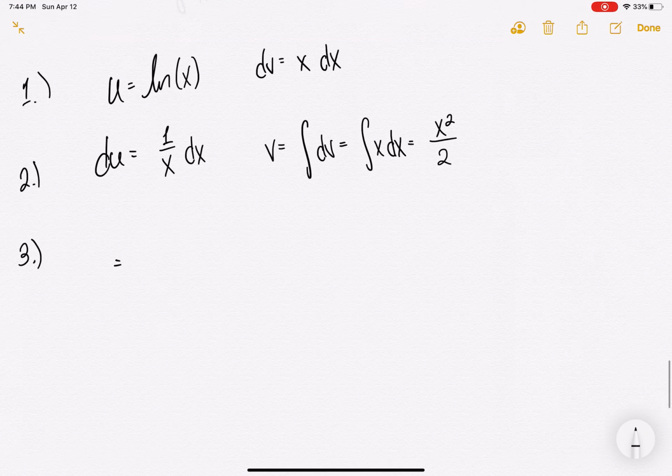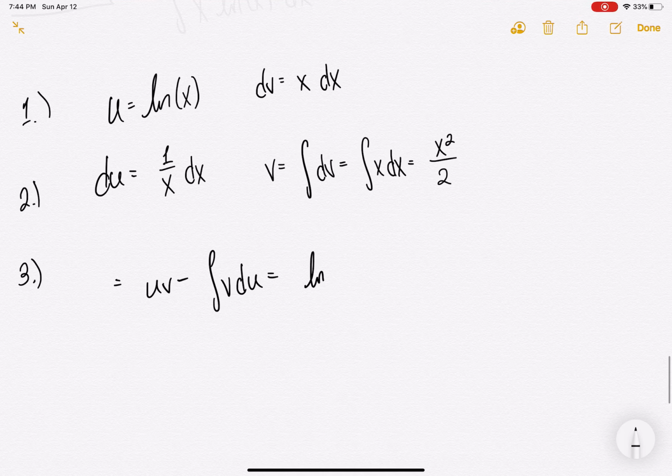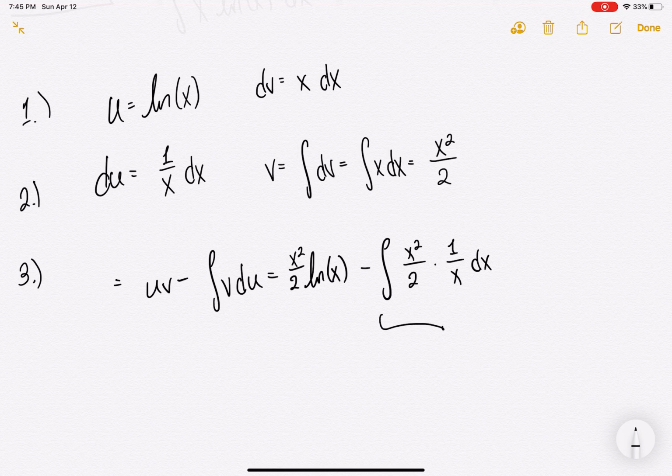Equals uv minus the integral of v du. What is that here? u is natural log of x, v is x squared over 2. Minus the integral of v, which is x squared over 2, du, which is 1 over x dx. And then once again, simplify this.